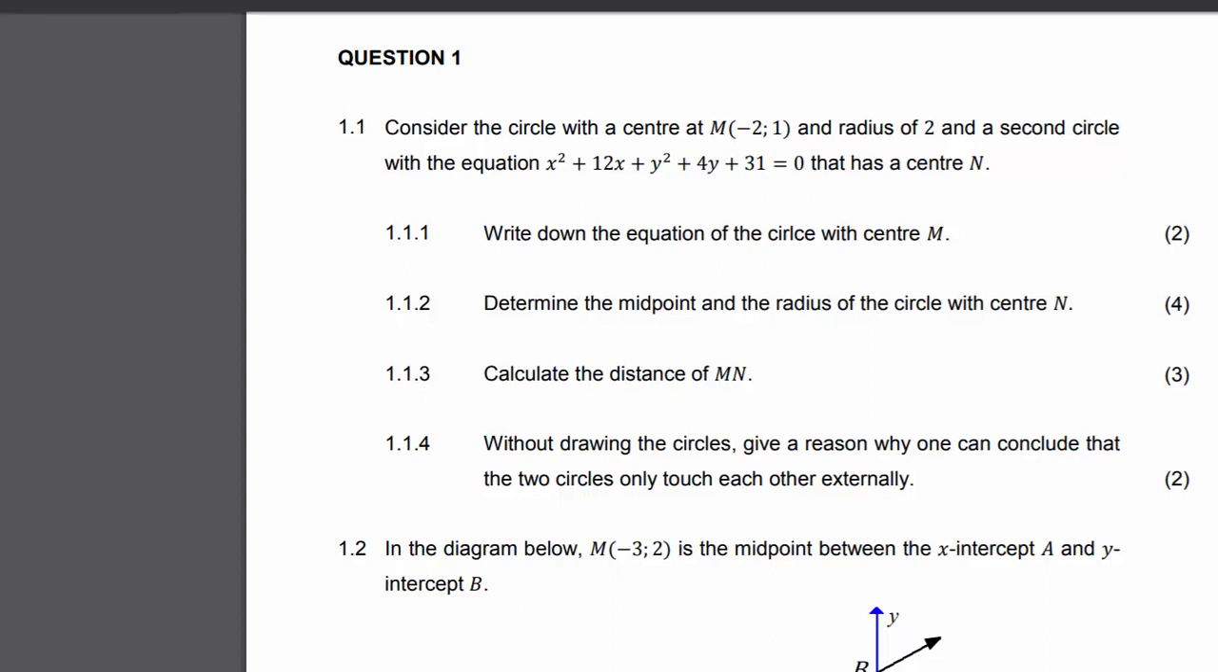Consider a circle with its center M at (-2, 1) and a radius of 2, and a second circle with this equation that has a center N. The first question is to write down the equation of the circle with center M, and that should be fairly straightforward. When I have a circle, my equation is (x minus the x coordinate of the center) squared plus (y minus the y coordinate of the center) squared is equal to the radius squared.